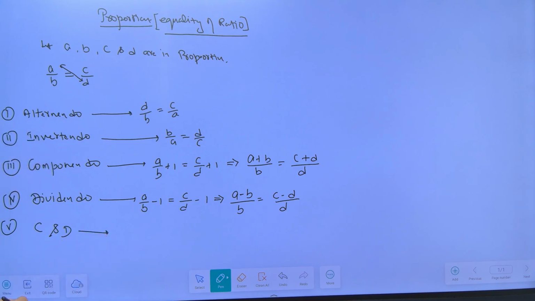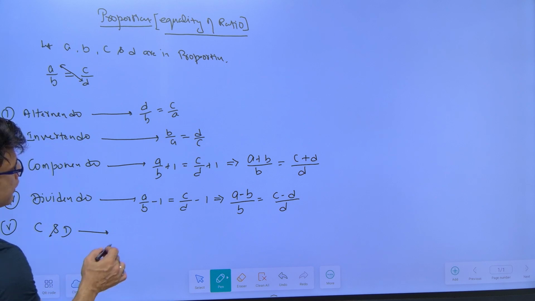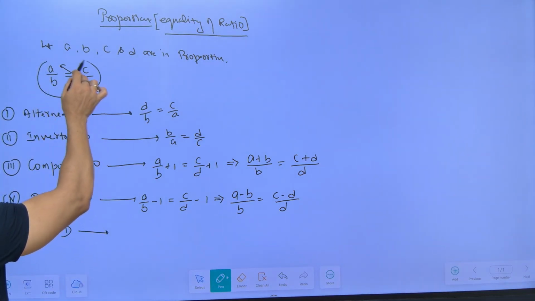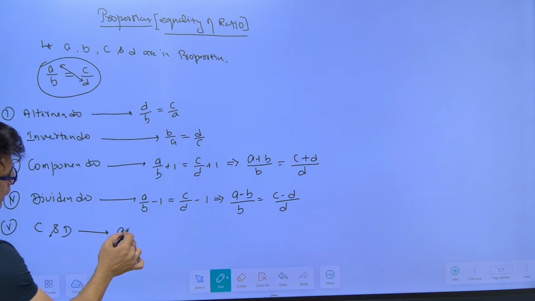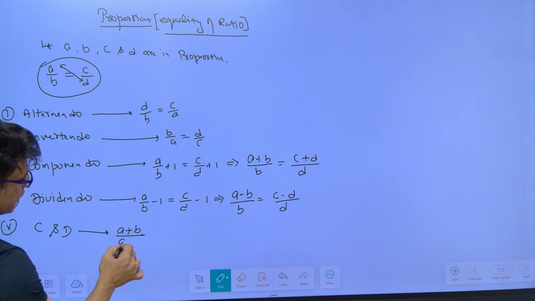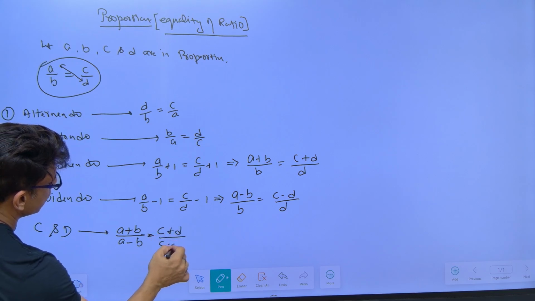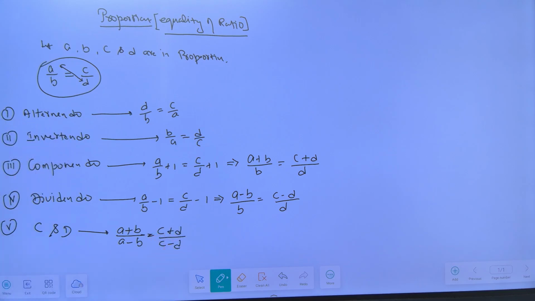Last is applying componendo and dividendo together. You can write this as A plus B over A minus B is equal to C plus D over C minus D. That means in the numerator you write A plus B, in the denominator you write A minus B. On the right-hand side, numerator you write C plus D, denominator you write C minus D.